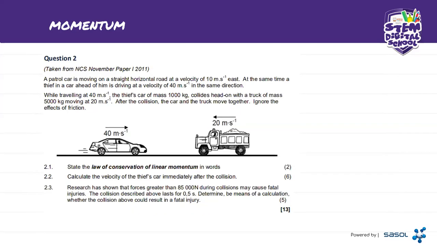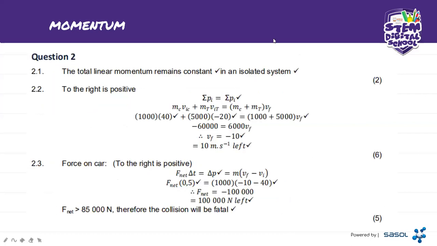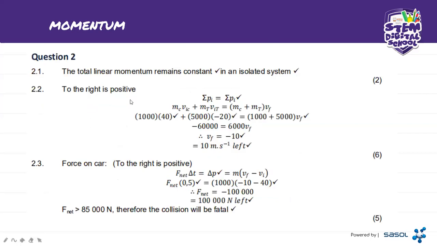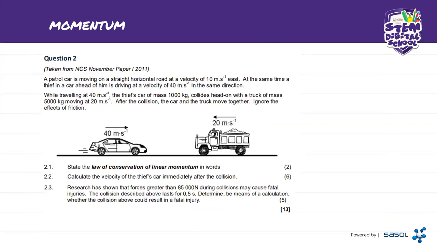So on number 2, it says, calculate the velocity of the thief's car immediately after collision. So how are we going to do that? Immediately after collision. So we're going to do basically the one side. We need to choose a side. Which one is positive? Is the right positive or is the left positive? In this case, we chose the right as positive, which is the direction in which the car was moving.